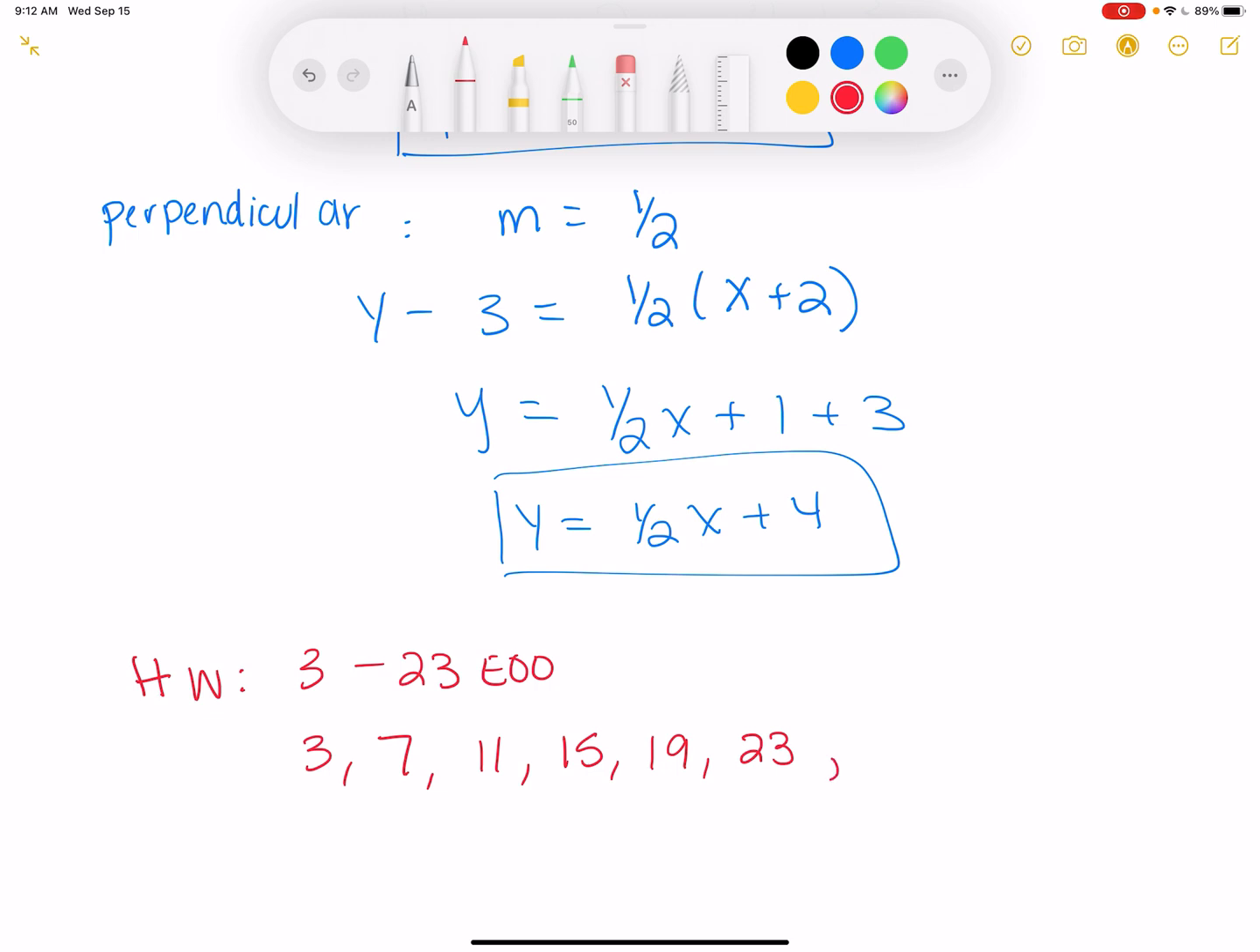And then 41 and 43. Like I said, it's not due till Friday. Depending on our status with people being here tomorrow and all that, we'll figure out exactly what we're doing.